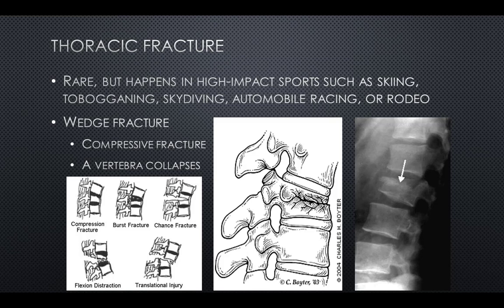Thoracic fractures are rare, but can happen in high-impact sports such as skiing, tobogganing, skydiving, automobile racing, and rodeo. Wedge fractures are the most common types of fracture. A wedge fracture is a compressive fracture on the anterior surface of the vertebrae. The vertebrae then collapses anteriorly. If this fracture isn't bad enough, the spinous process may also open up, which results in a chance fracture.